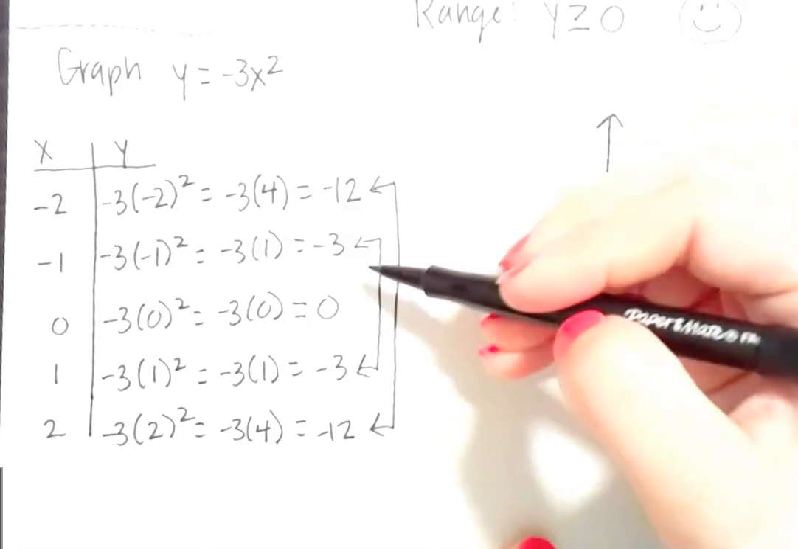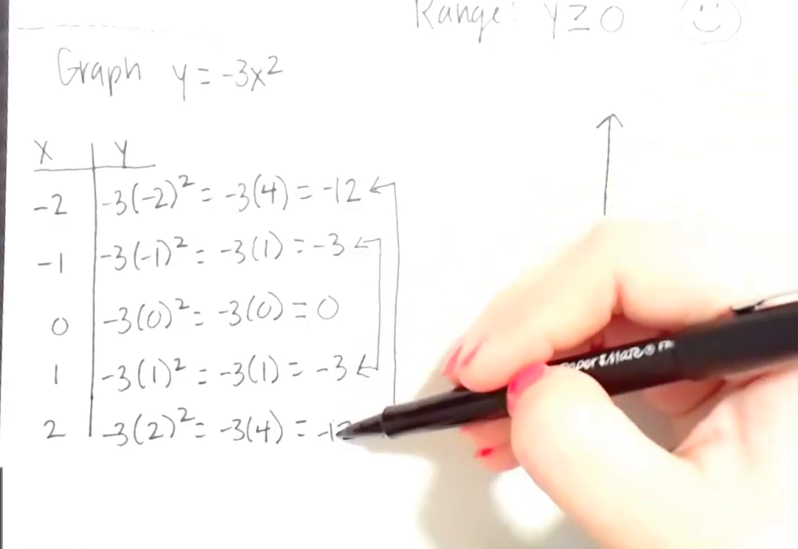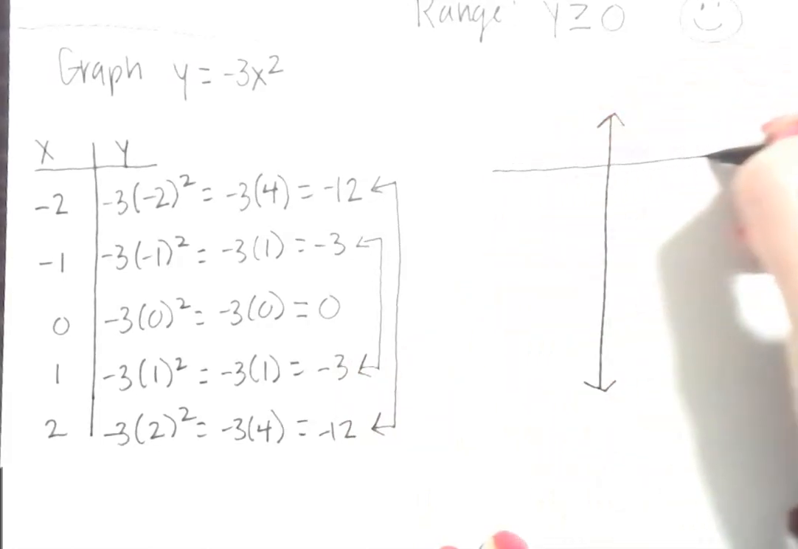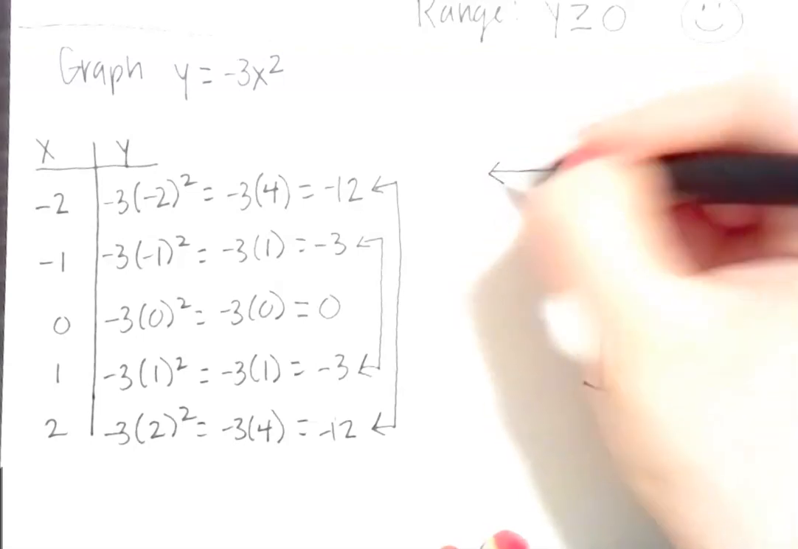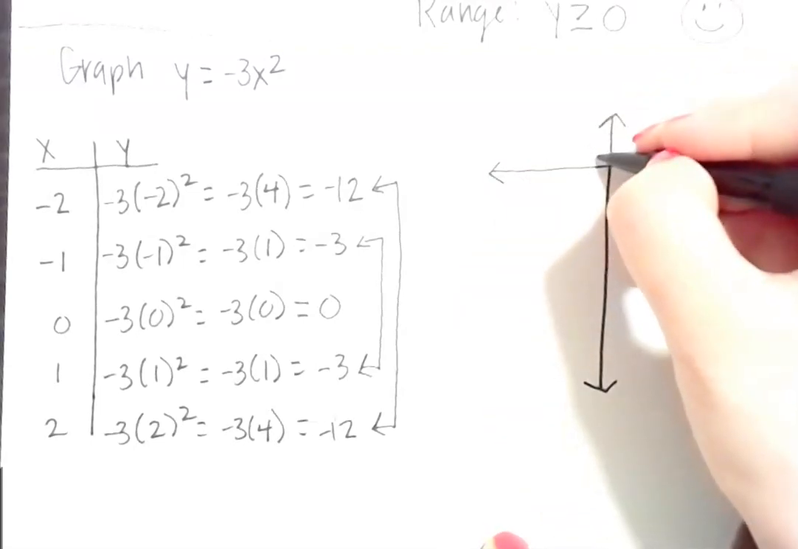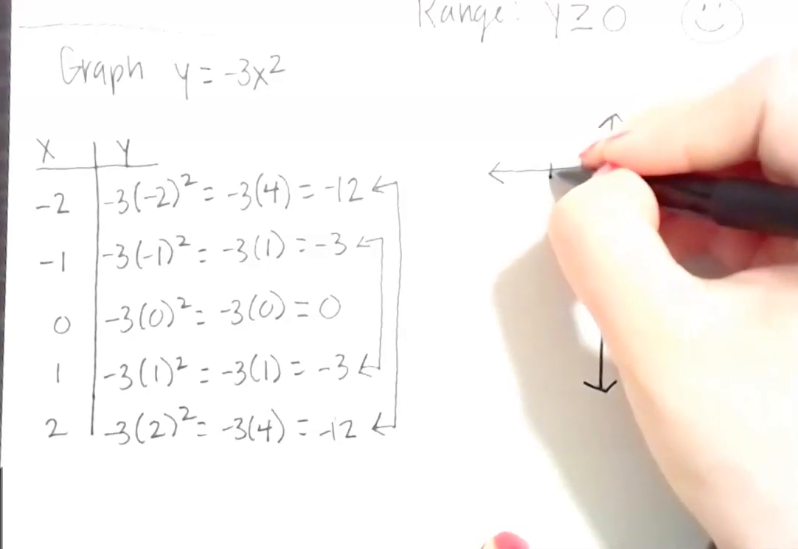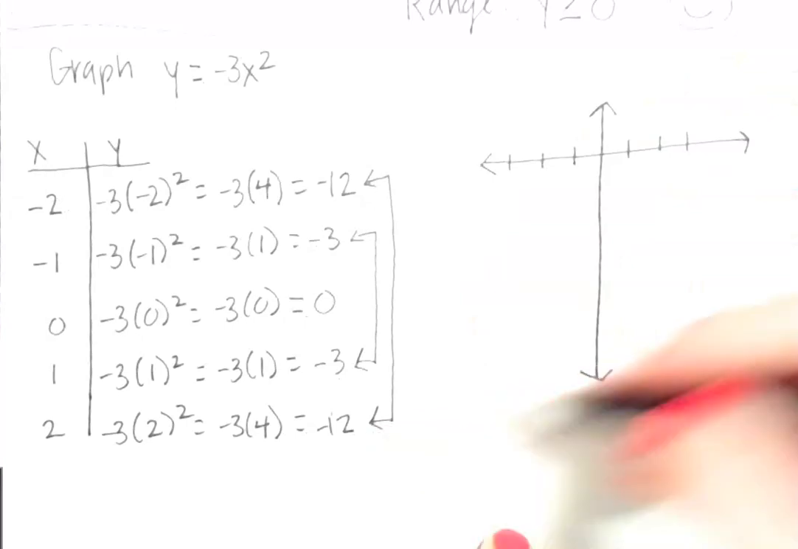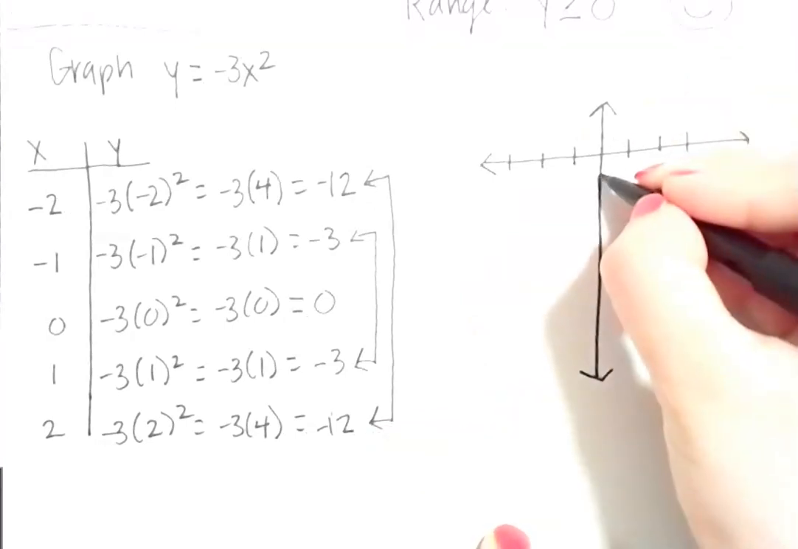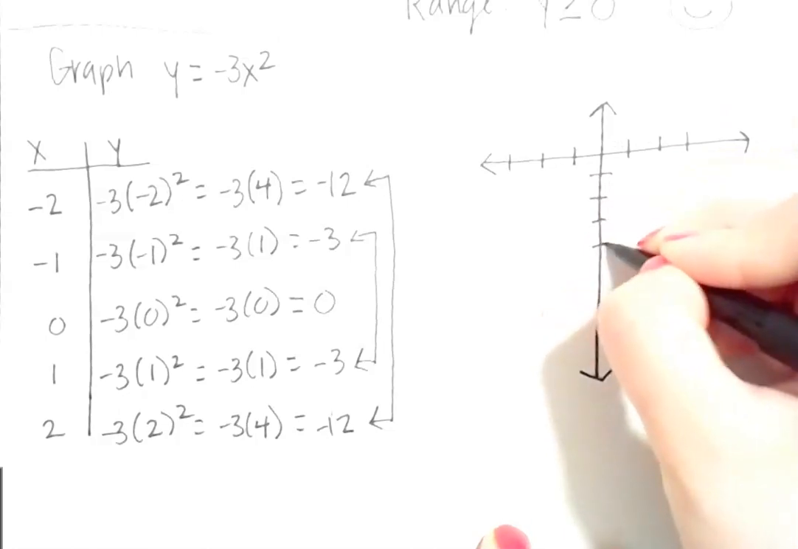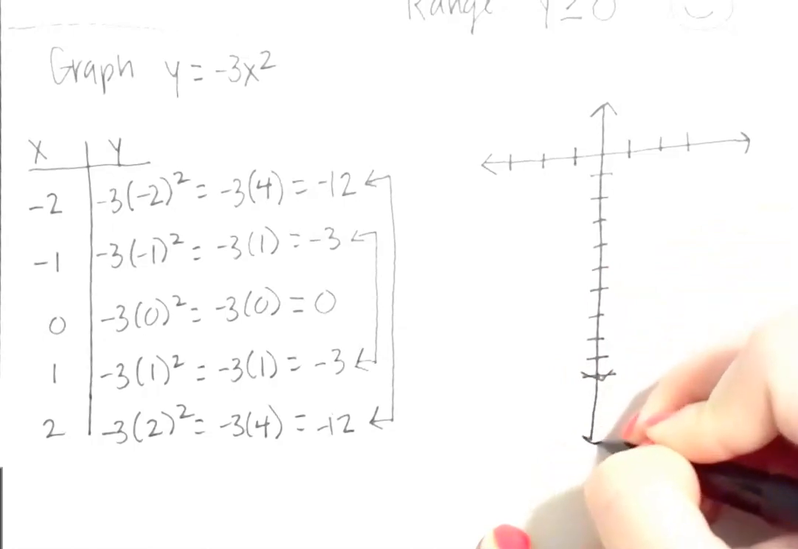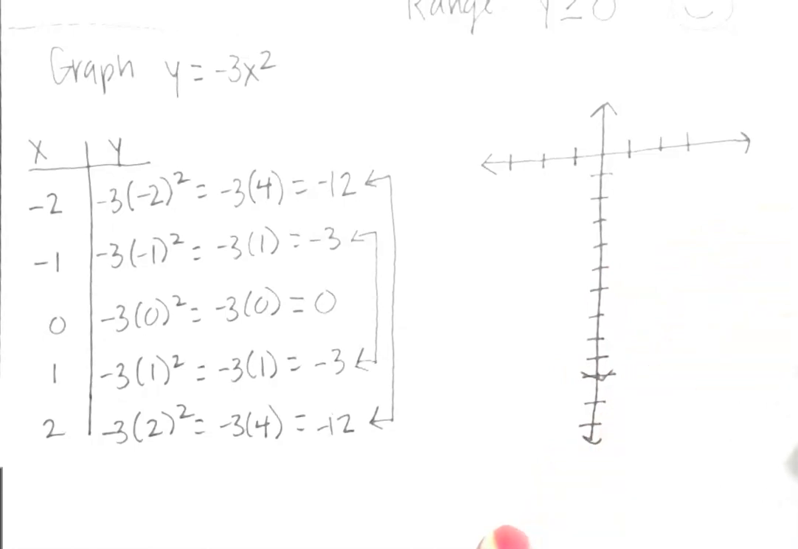Do you see how I'm going pretty large in the negatives for my y? So I'm going to set it up like this to give myself some space to graph it. I'm going to go over about 3 on the x. 1, 2, 3. 1, 2, 3. And then I have to get down to 12 on the negative for the y. So 1, 2, 3, 4, 5, 6, 7, 8, 9, 10, 11, 12. All right, here we go.